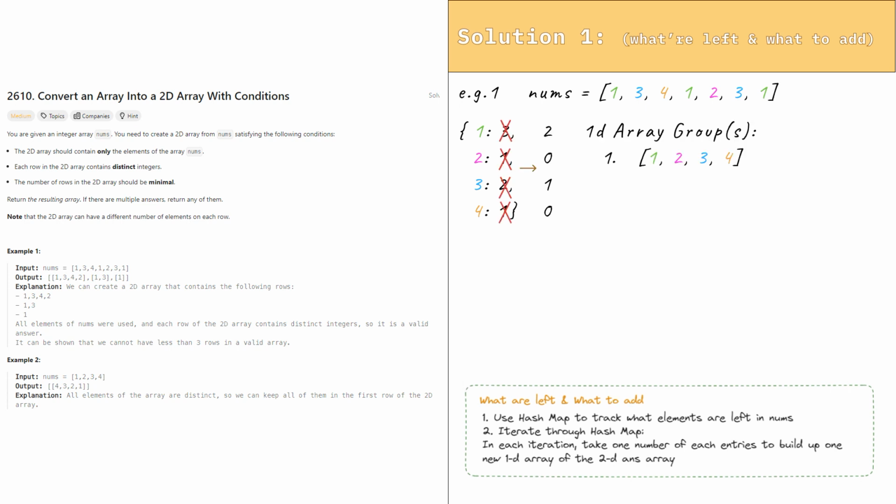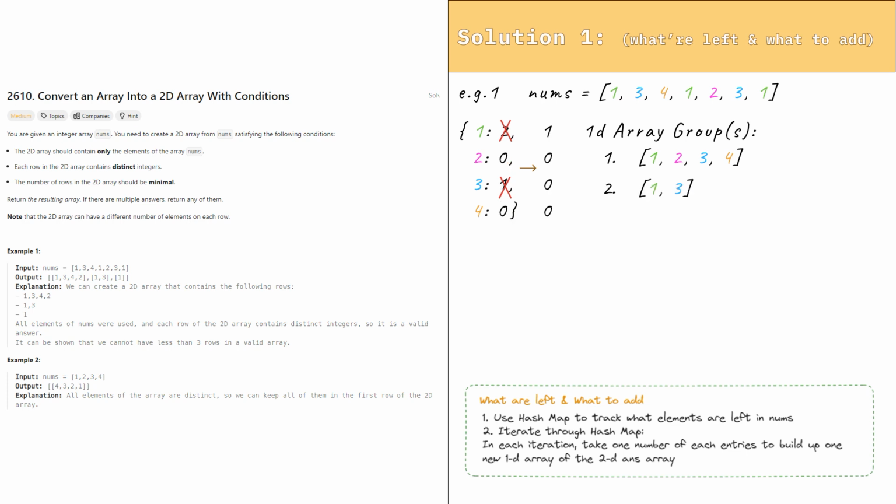We will now do the iteration over our hash map. In each iteration, we take one number from each entry into our 1D array. Here, we take a 1 and a 2, a 3, a 4 into our 1D array. Because we need to minimize our number of 1D arrays, we need to put as many elements into the array as possible. We then decrement the corresponding number count by 1 because we have already placed them in our answer array.